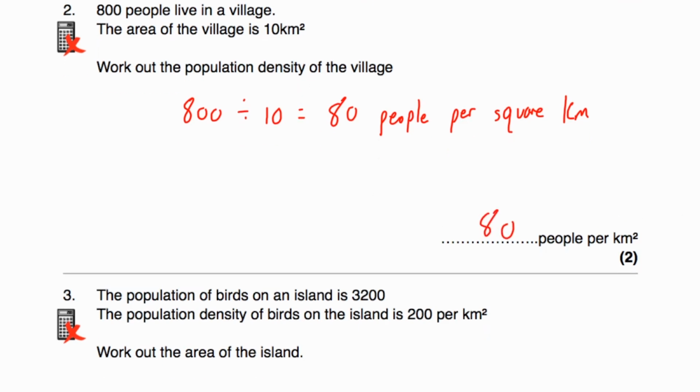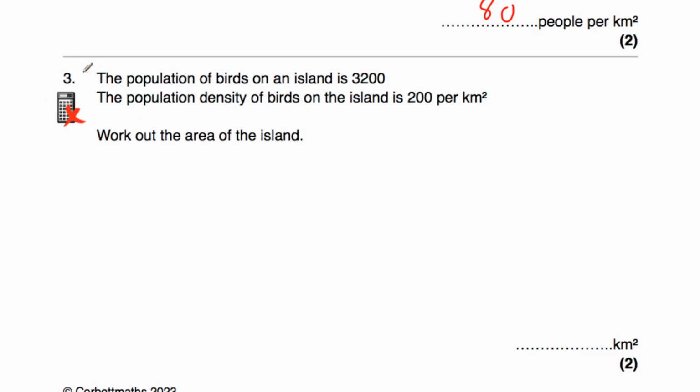Okay, let's have a look at question number 3. Question number 3 says the population of birds that live on an island is 3,200, and the population density of the birds on the island is 200 birds per square kilometre. Work out the area of the island. In each square kilometre, if the birds were shared out equally, there'd be 200 in each square kilometre, and there's 3,200 altogether. So if we do the population, 3,200, divided by the population density, 200, that would tell us how many square kilometres there are.